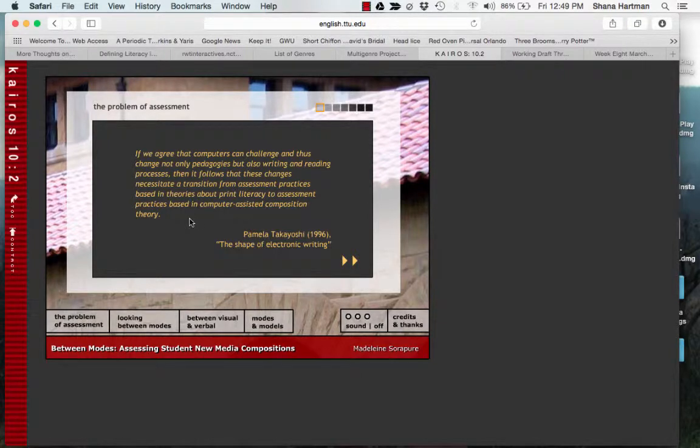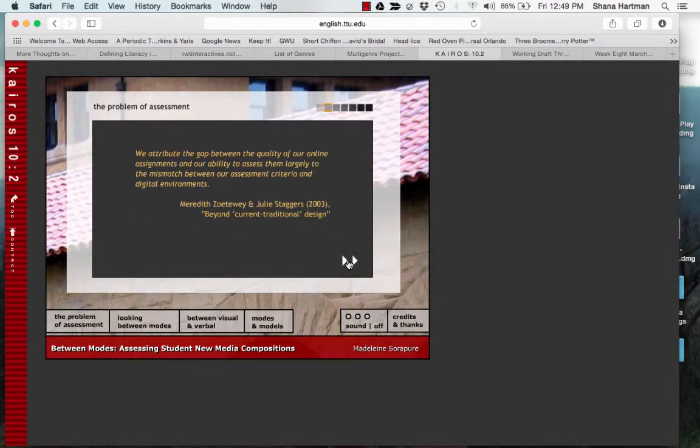So we might have to rethink what our expectations are when we are asking someone or asking ourselves to engage in a multimodal, multi-genre project. We attribute the gap between the quality of our online assignments and our ability to assess them largely to the mismatch between our assessment criteria and digital environments. So again, that idea of we have to rethink what literacy means given how people communicate. Then we also have to think differently about how we assess if we are asking our students to communicate their ideas differently.